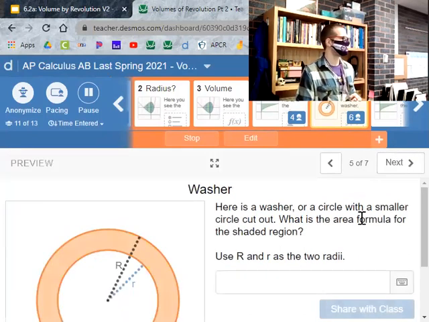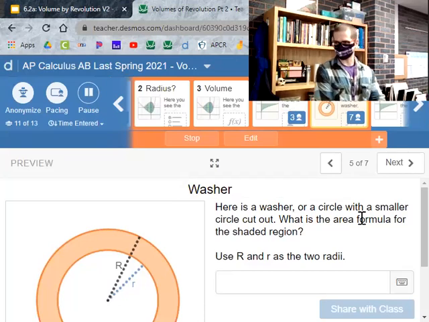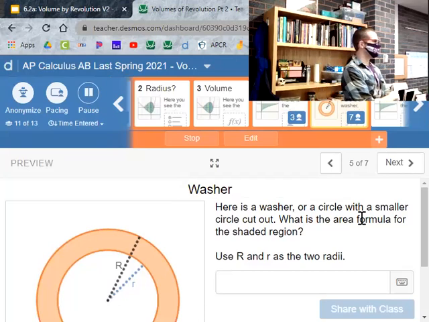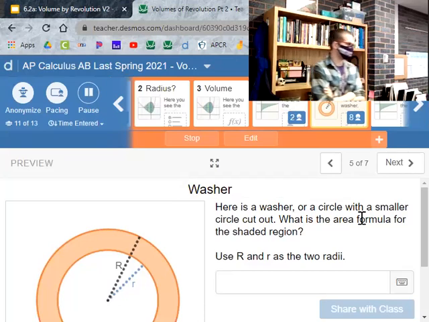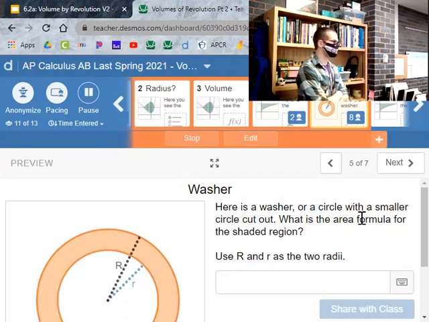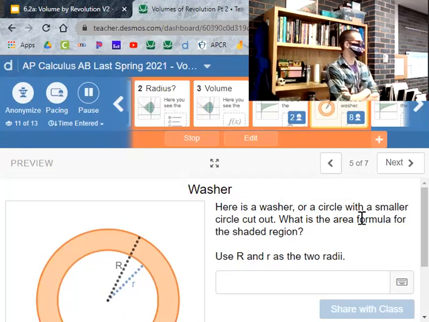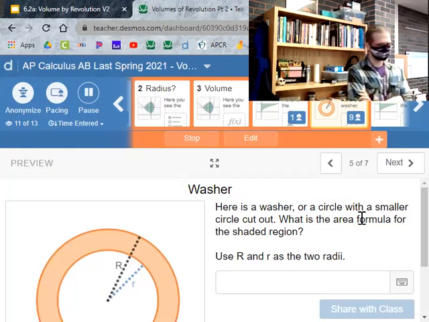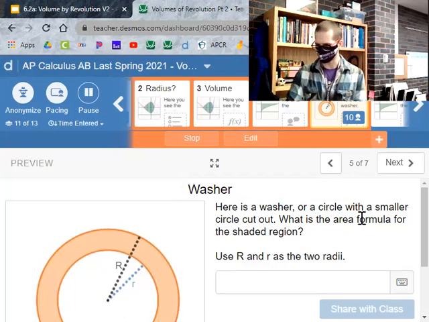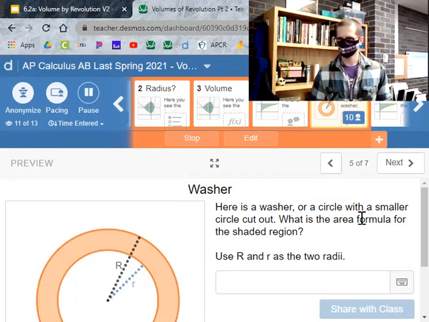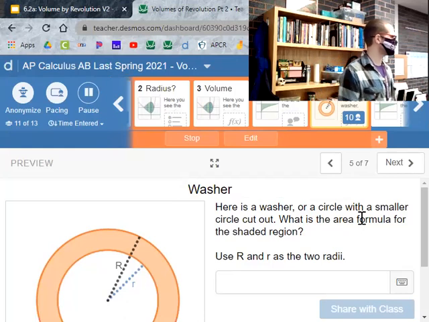A circle with a smaller circle cut out. Yep. That's pretty good. I thought there were some good answers there. So here's what I'd like you to do next. Tell me what you think the equation for the area of this washer should be. Again, it's a circle with a smaller circle cut out. What's the area formula for the shaded region? Take a moment and try to come up with that for me. What's the area? Pi r squared? Yep.